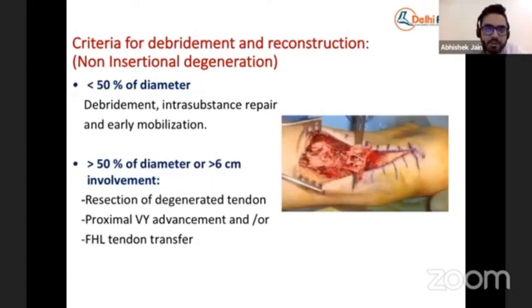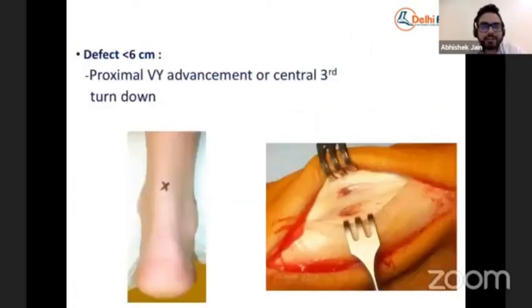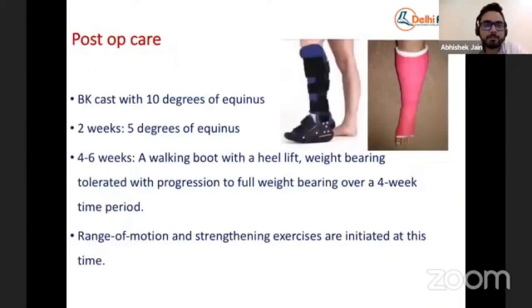More than 50% of diameter or more than 6 centimeter of length involvement: resection of degenerated tendon, proximal VY advancement, and/or FHL tendon transfer. If the defect is less than 6 centimeter, proximal VY advancement or central third turn down is also an option.